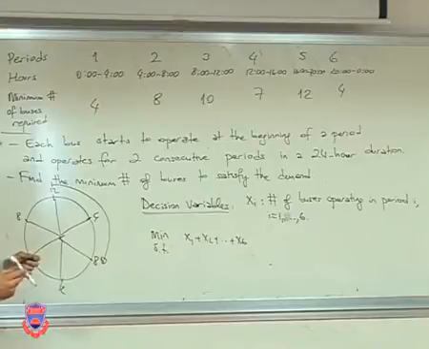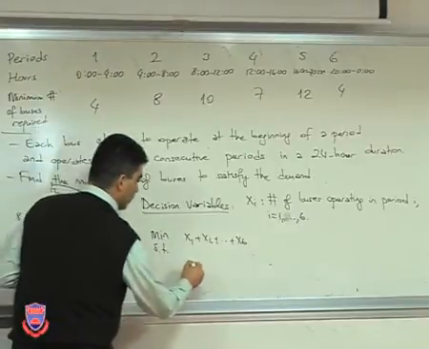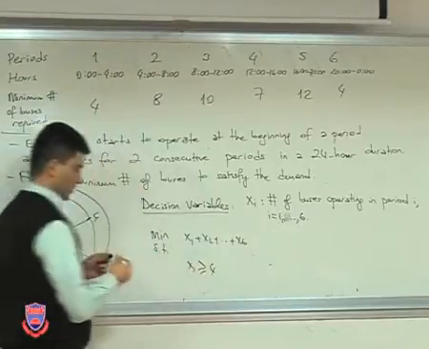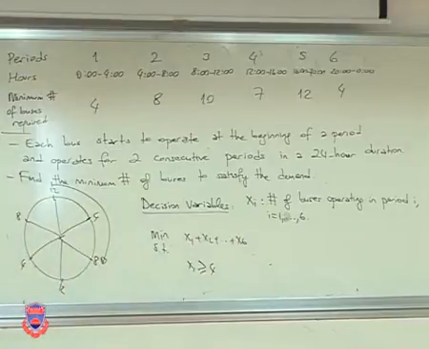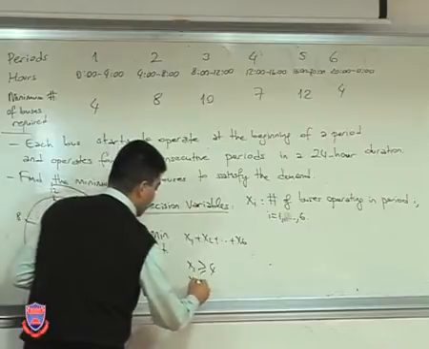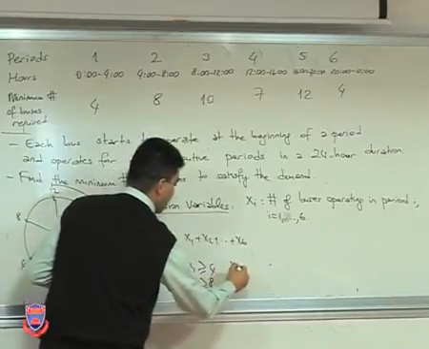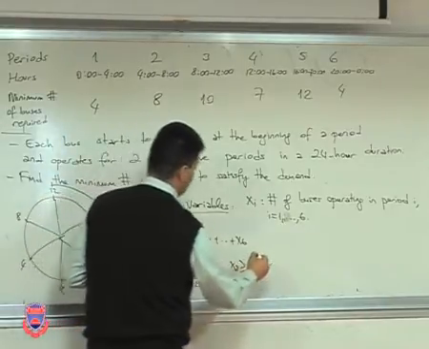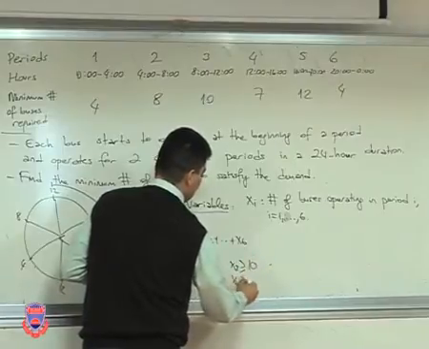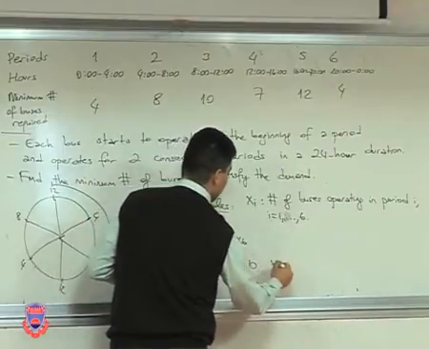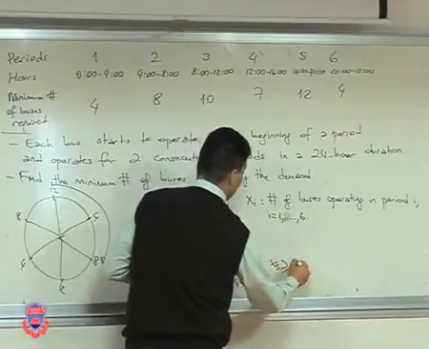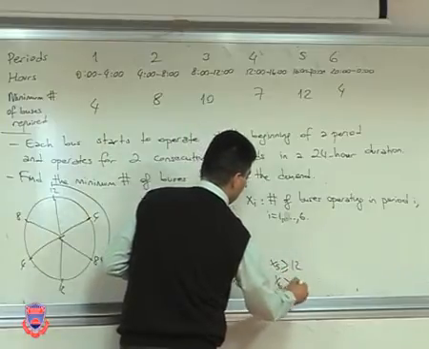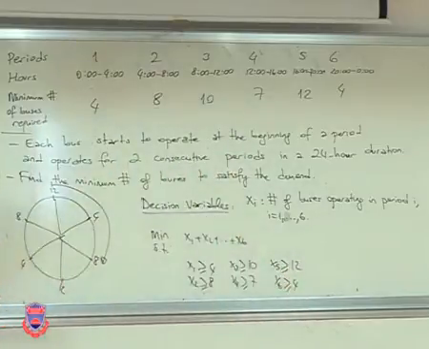x1 is greater than or equal to 4, basically, right? So in the first period, I should have at least 4 buses. Okay? What about the second period? So x2 is at least 8. Then x3 is at least 10. x4 is at least 7. x5 is at least 12. And x6 is at least 4. So these are the sort of restrictions that I have for my problem.